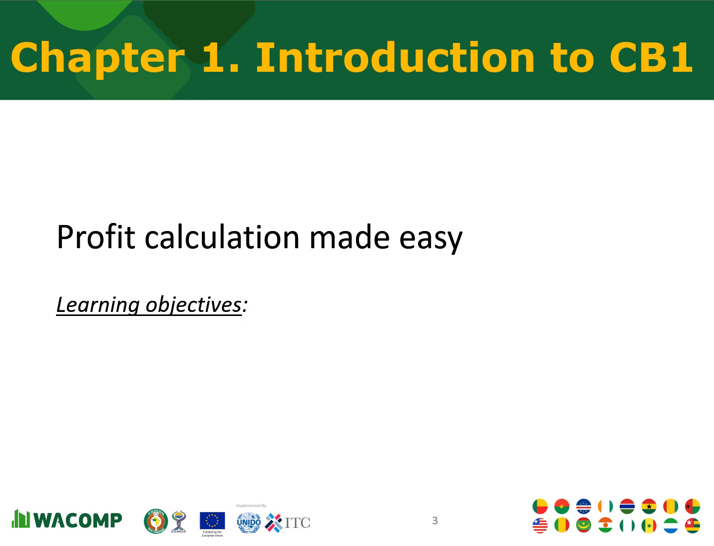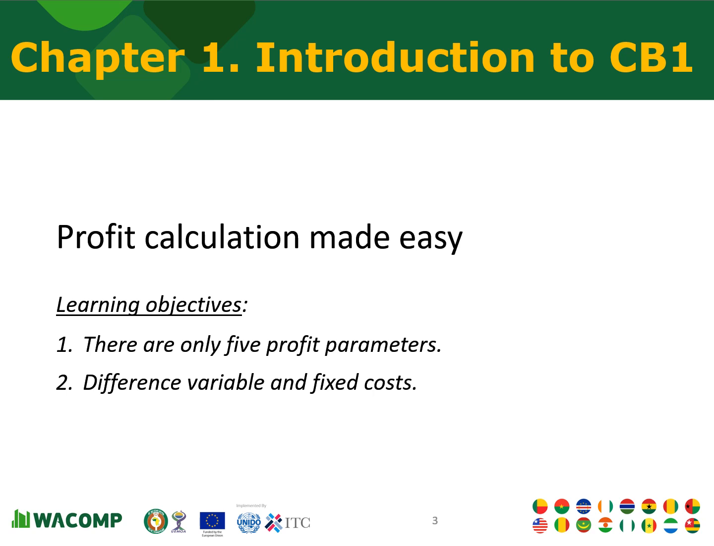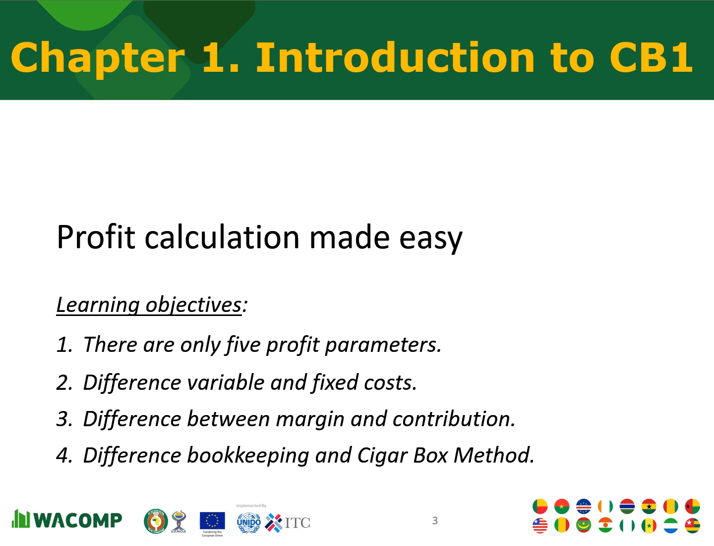Okay, let's start with Chapter 1, Introduction to CB1, Profit Calculations Made Easy. The learning objectives. Well, there are 4. 1. I will explain that there are only 5 profit parameters, not 4, not 6. 2. Very important. I will teach the difference between variable costs and fixed costs. This is crucial in CB1, as you will see. 3. Then I will explain what the difference is between margin and contribution. And 4. I will explain the difference between bookkeeping and the cigar box method.